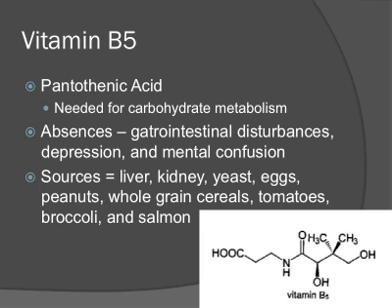Vitamin B5 is called pantothenic acid, and this is needed for carbohydrate metabolism. It allows the enzymes to break down carbohydrates so our body can use them effectively. If we have an absence of this, we're not going to be able to break down our carbohydrates very well, and this is going to cause some issues in your digestive system. It's going to make your stomach upset and make you feel bloated, etc. It can also lead to depression and mental confusion because it can affect the body's ability to use energy effectively. Again, the sources of these are liver, kidney, yeast, eggs, peanuts, whole grain cereals, tomatoes, broccoli, and salmon.